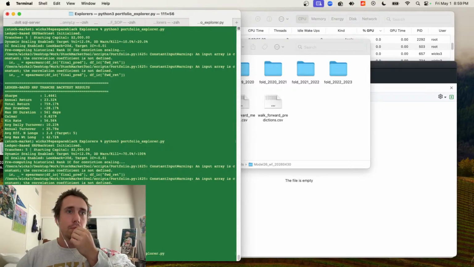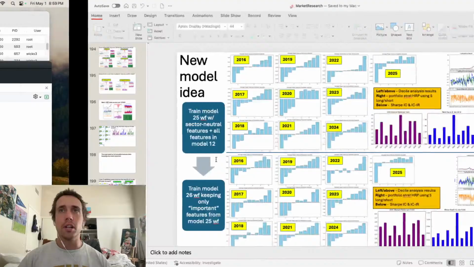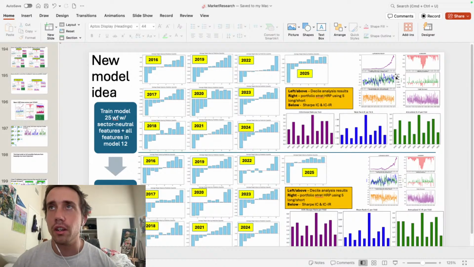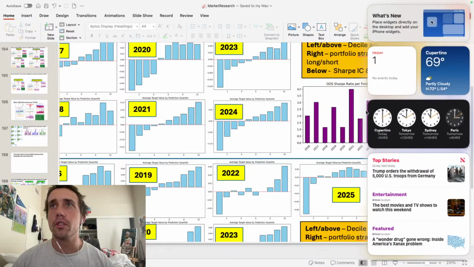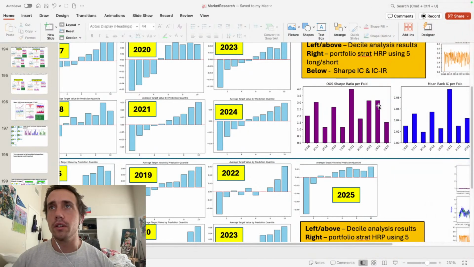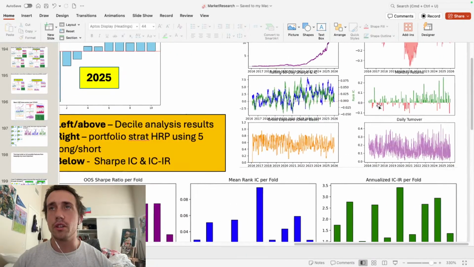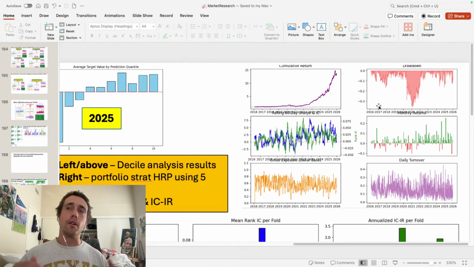So if I do this Portfolio Explorer, I was messing around with it this morning. Basically I'm incorporating a portfolio strategy based on these results. This plot shows the implementation of a portfolio strategy from the results of this model. And this is using very basic scaling.